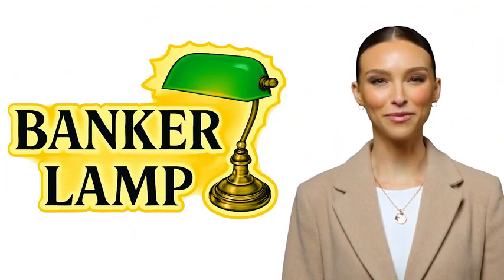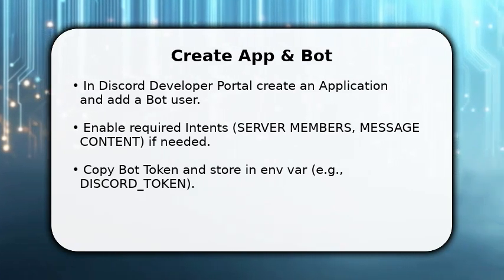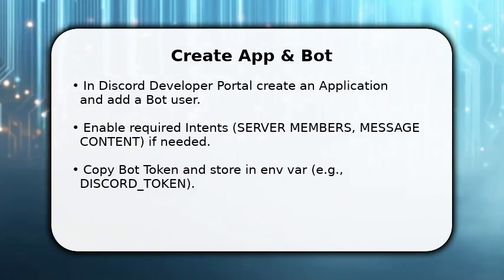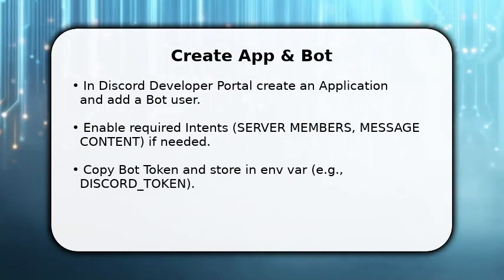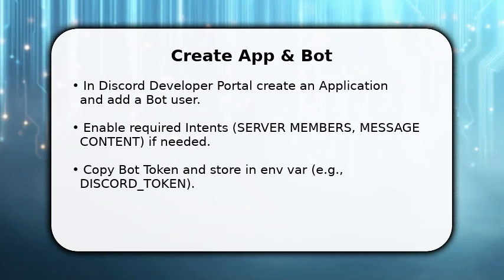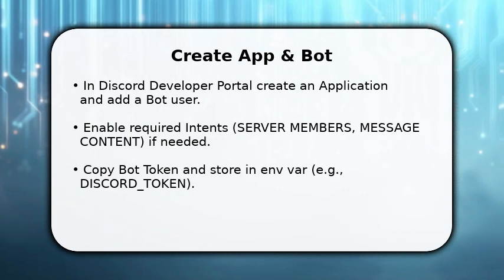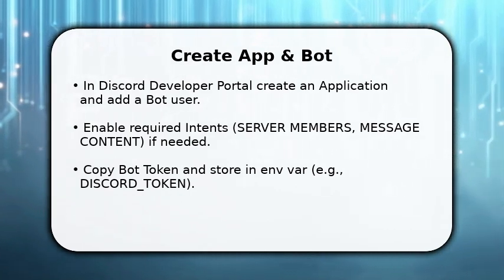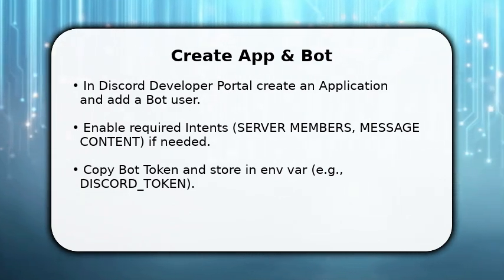Please enjoy the video. You start by making the application and adding a bot user in the developer portal. Once done, enable the specific gateway intents you need, like server members or message content, because the API won't send that data otherwise. Next, copy the bot token and place it into an environment variable such as DISCORD_TOKEN. Never paste it into public code.